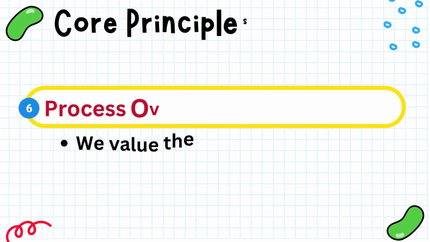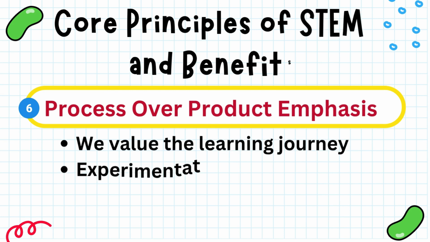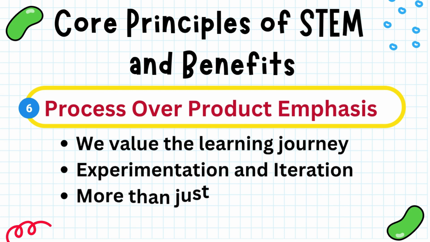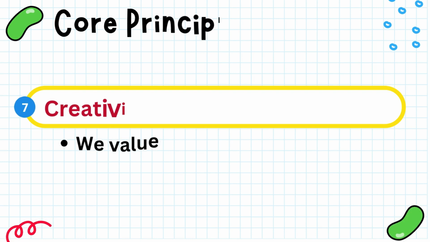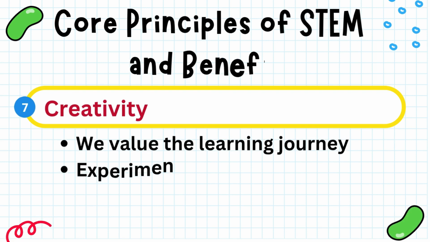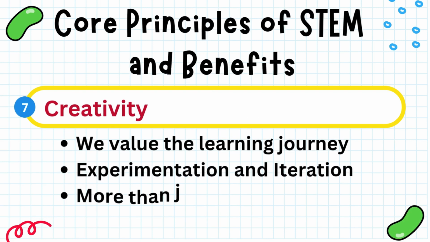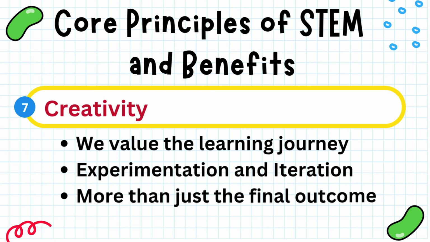The 6th core principle is process over product emphasis. This is where we value the learning journey, experimentations, and iteration more than just the final outcome. Lastly, we look at creativity. This is where we foster imaginative approaches to challenges. It also helps us to foster critical thinking. Creativity also encourages students to think outside the box and design new things.